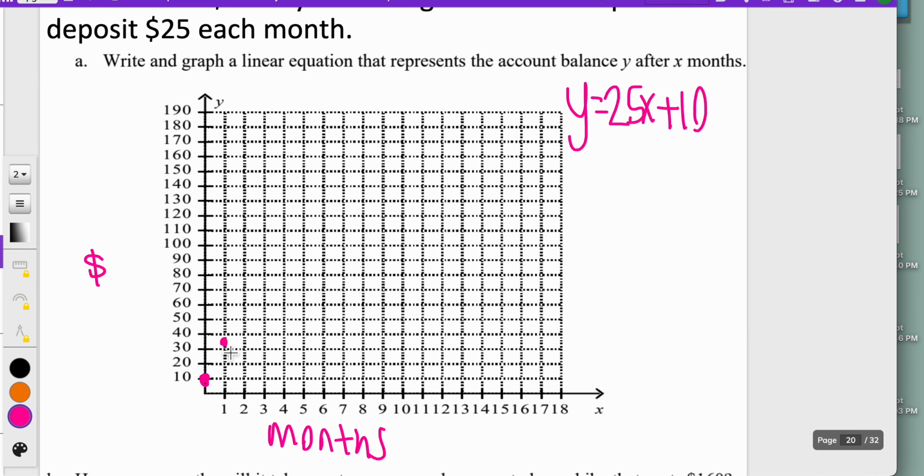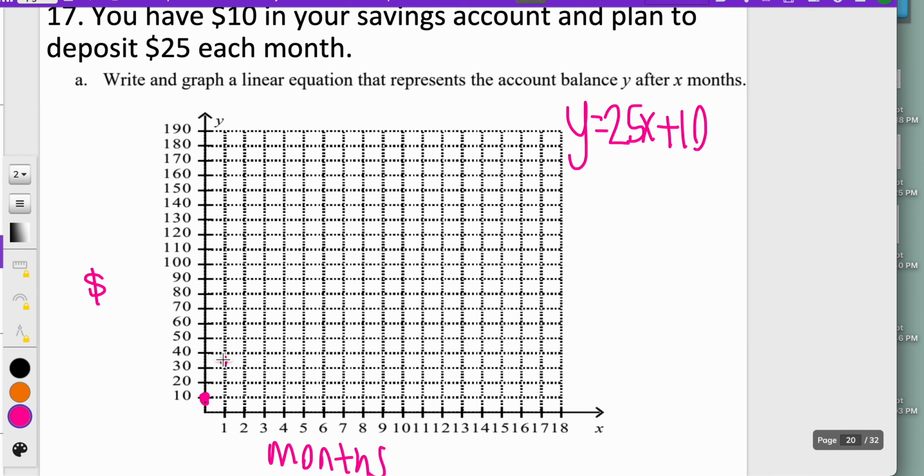And then I'm just going to continue to add on $25 each month. So 35 plus 25 would give me 60. So month 2 would be 60. Then month 3 would be 85.